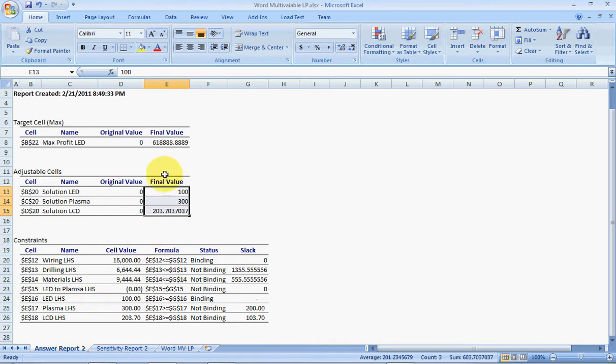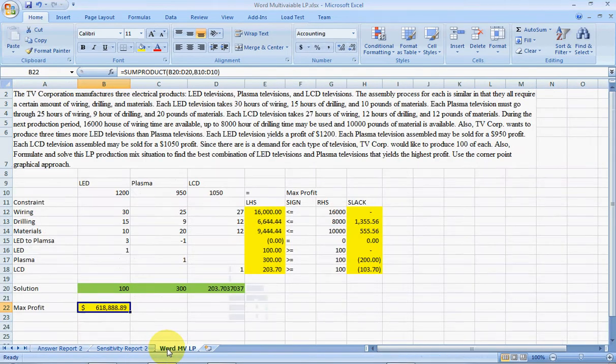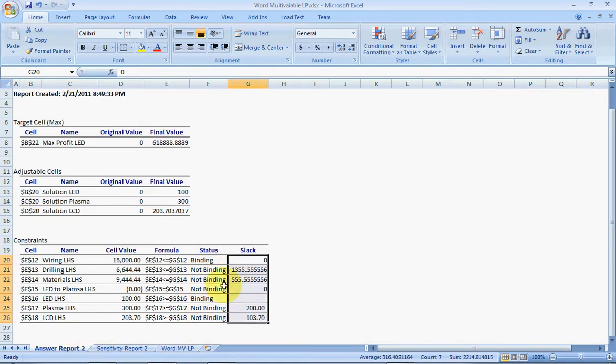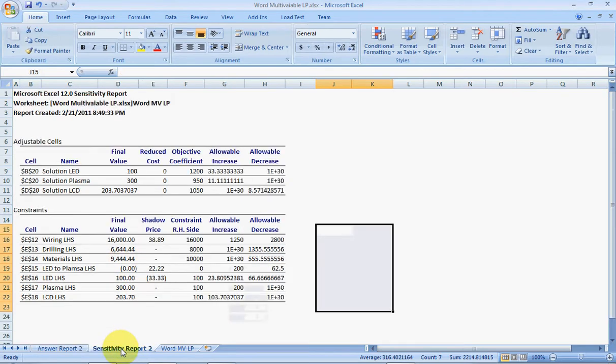So it tells us stuff that we already kind of know. So we see that some of our constraints are binding, and generally when it's binding, the slack is 0. So we actually know that from here. So 0, 0, 0. So we know which one's the binding and not. So the answer report just basically tells us things that we know.